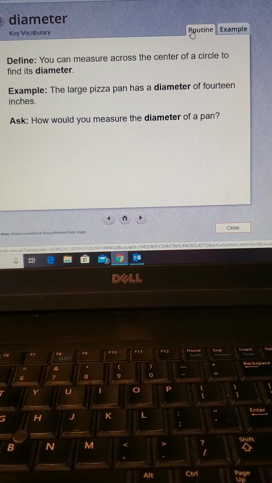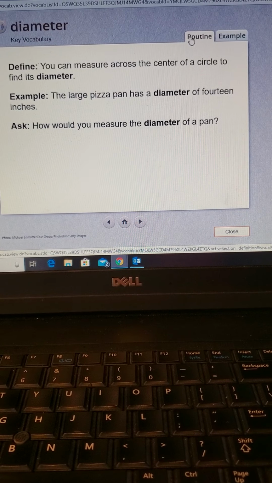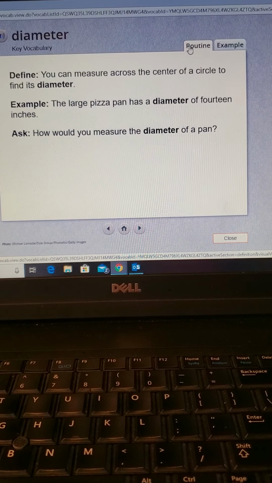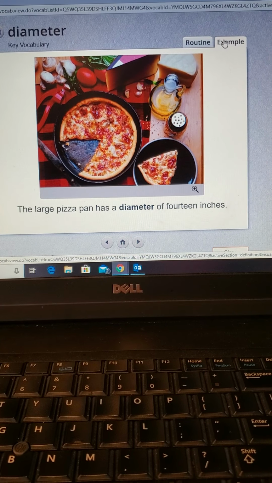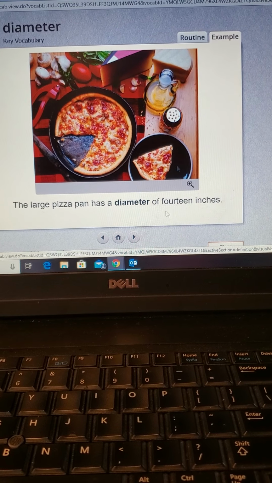Diameter. You can measure across the center of a circle to find its diameter. The large pizza pan has a diameter of 14 inches.